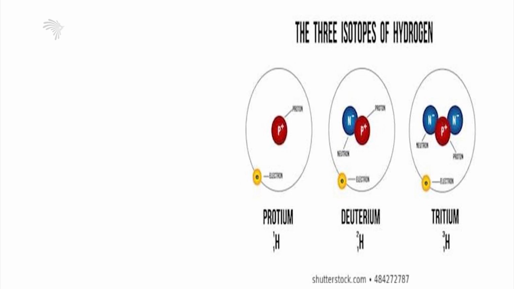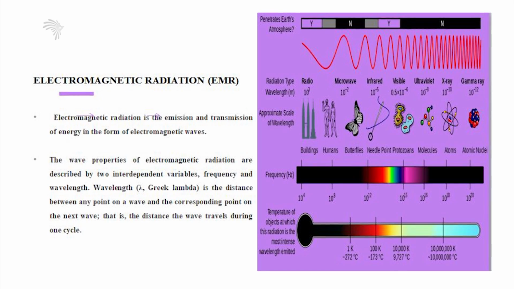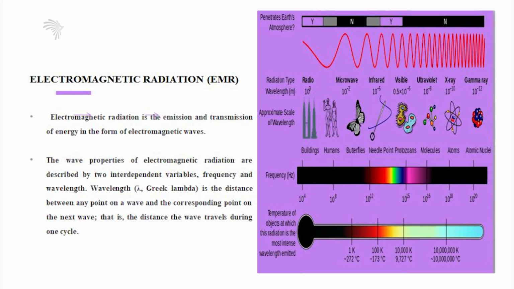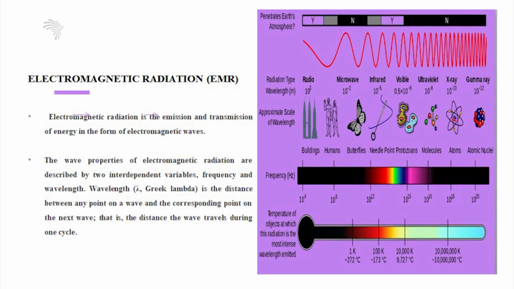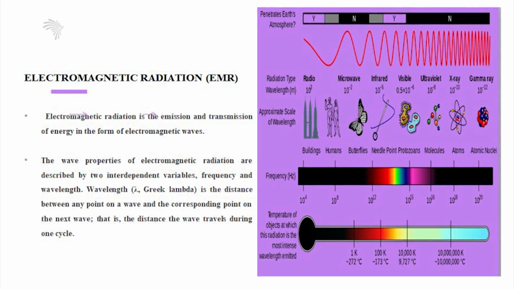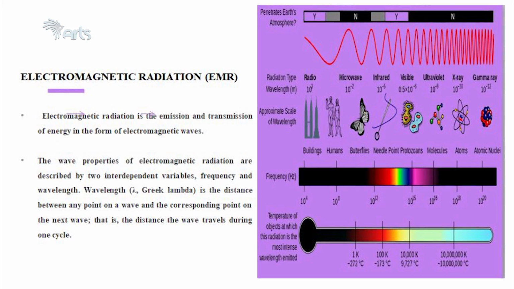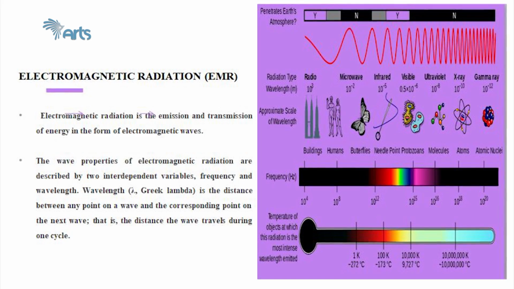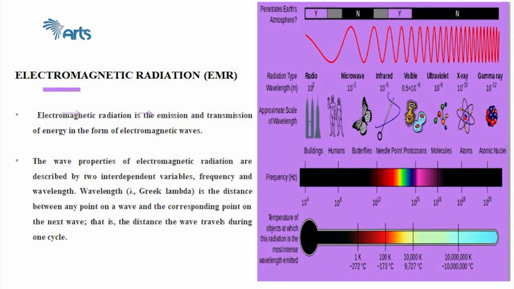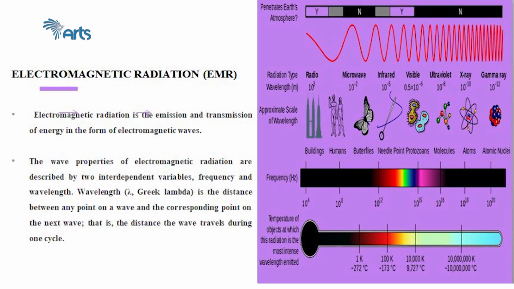But let's move on to another very important term, which is called electromagnetic radiation. What is meant by electromagnetic radiation? Electromagnetic radiation can simply be defined as the emission and transmission of energy in the form of electromagnetic waves. The wave properties of electromagnetic radiation are described by two interdependent variables, namely frequency and wavelength. Visible light occupies a small portion of the continuum of radiant energy, which is known as the electromagnetic spectrum.